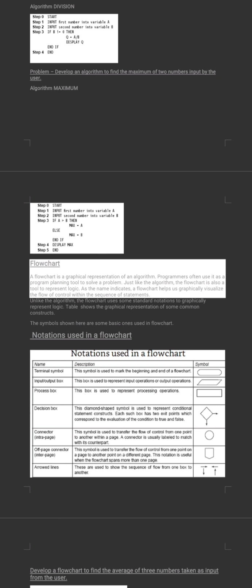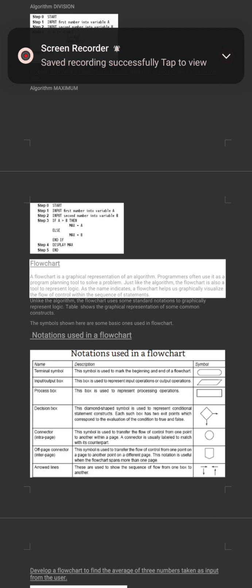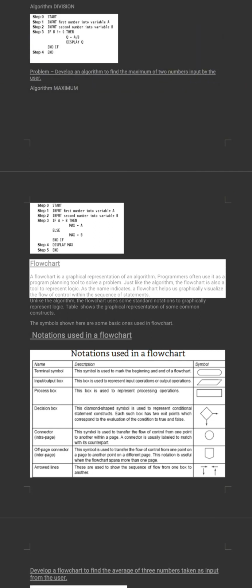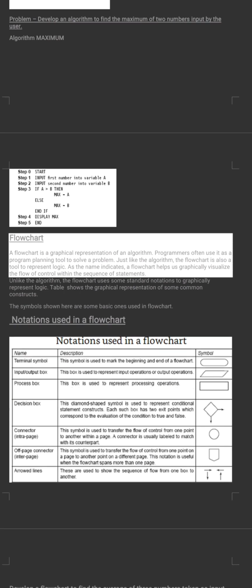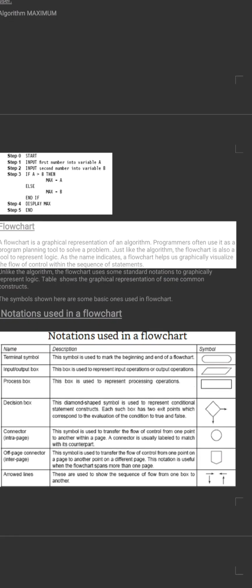Next one is flowchart. A flowchart is nothing but a graphical representation of an algorithm. In an algorithm we write step by step, right? Step 1, step 2, step 3. But in a flowchart we use some symbols to represent the flow of the program, and it is the graphical representation of the algorithm. So the symbols are important. There is a chance of getting a question from this. The first symbol is the oval, and its name is the terminal symbol. This symbol is used to mark the beginning and end of a flowchart.